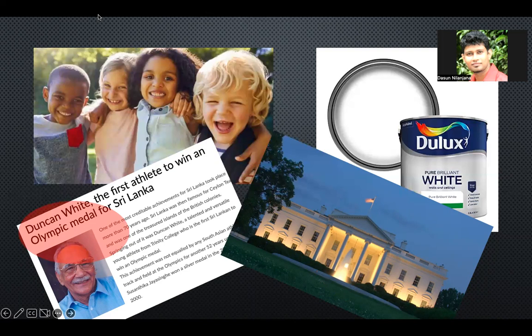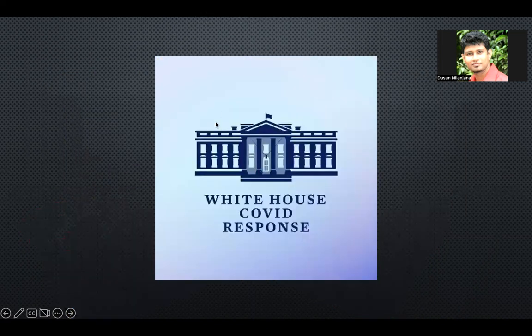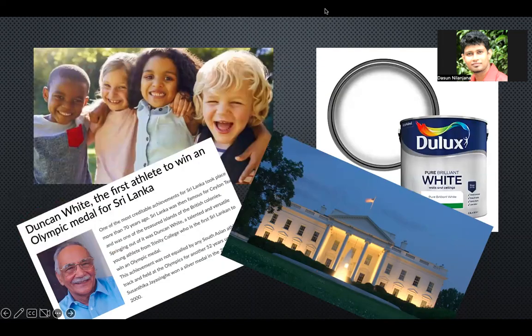Okay, the next image here, you can see some children, right? Some are called white people, but some are called black people.